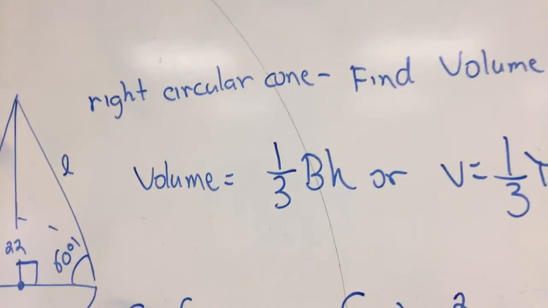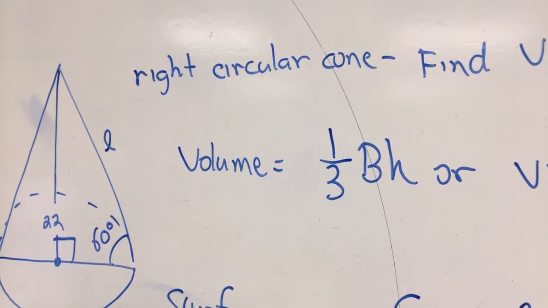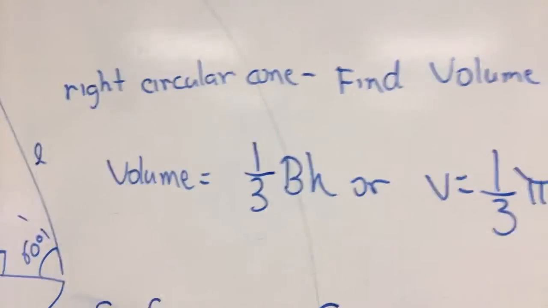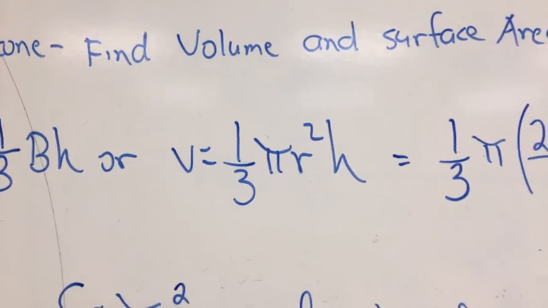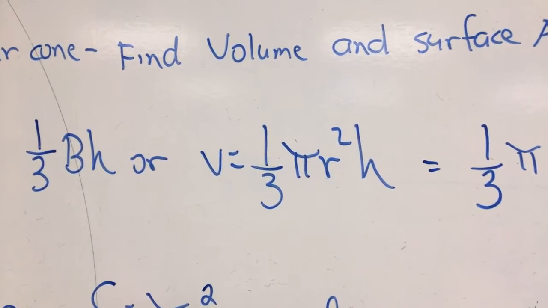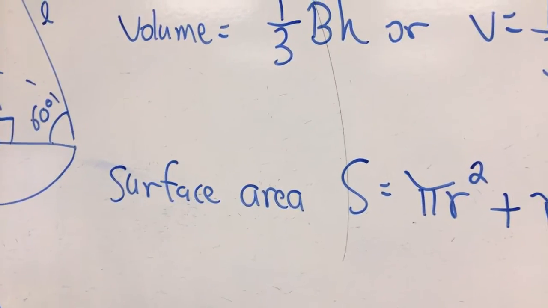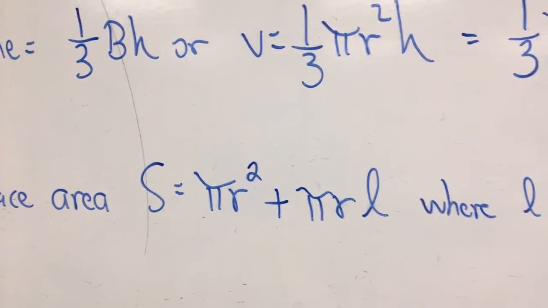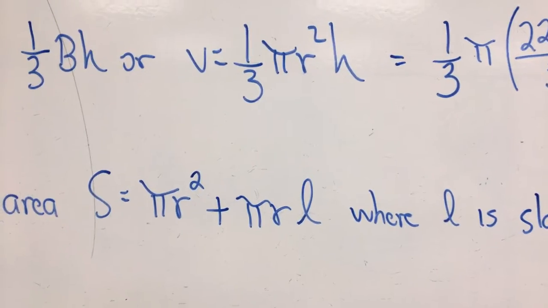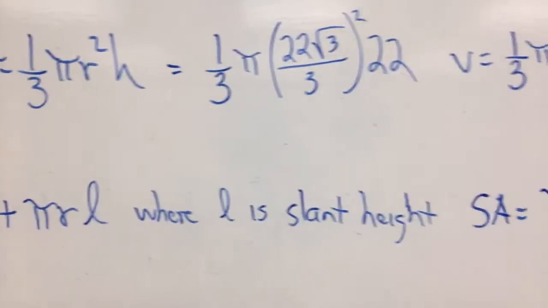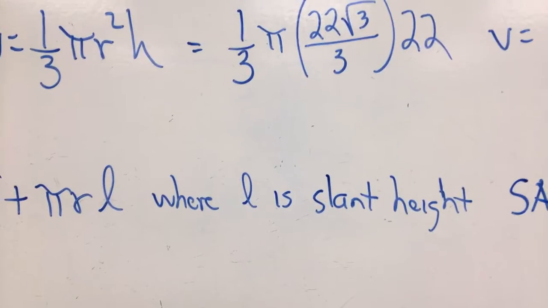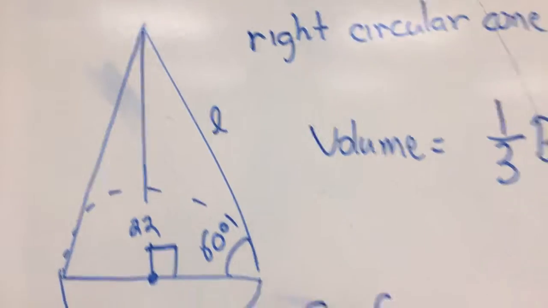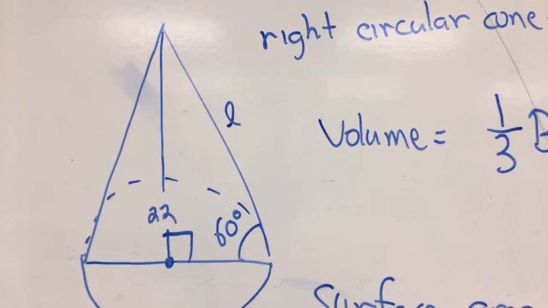Now, the volume of a right circular cone, it's like a pyramid. V is equal to 1/3 the area of the base times the height, or V is equal to 1/3 pi r squared h. And then the surface area, this is found in 11.7. S is equal to the base, pi r squared, plus pi times the radius times L, where L is the slant height. So L is, as I put on the picture, that's L.